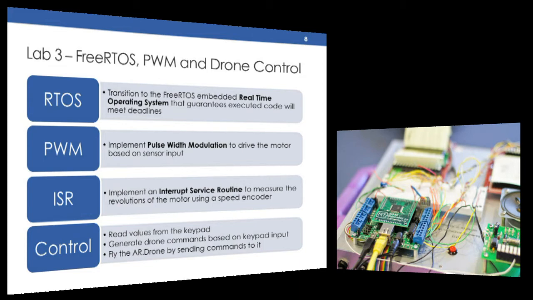The 3 tasks that we added during this stage were pulse width modulation, which allowed us to better control the speed of the motor, and it's a technology that's used for controlling and dimming the brightness of LEDs. The next task was interrupt service routines, and this allowed the processor to take action based on changes in the sensor value, as opposed to always having to look at the sensor value. And the last task was actually controlling the drone and getting it to fly, and we did that by reading values from the keypad that's on there, and then generating commands based on that.